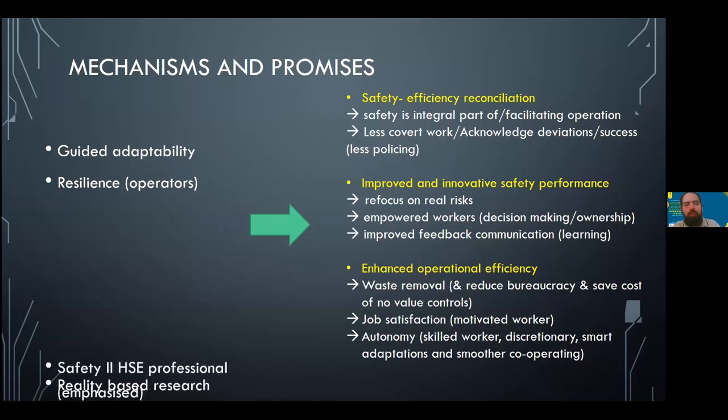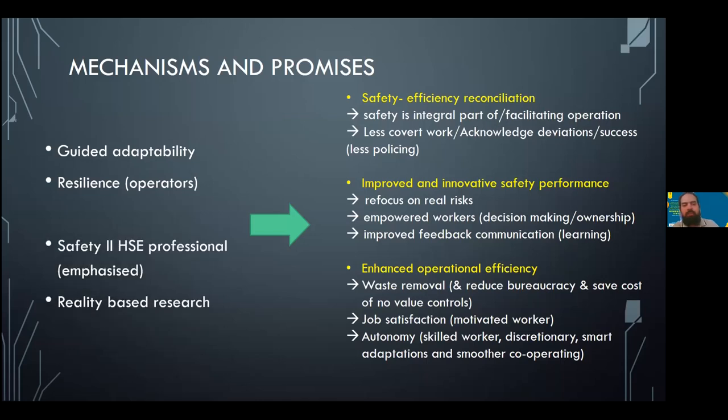How are we going to do that? Safety 2, as I said, is very important in this process. And as I said before, and I will keep saying this to the end of this lecture, we need to go and observe how the workers work without interference. We want to look at what they do and acknowledge what they do. And this is what's called reality-based research. We go and observe what they do, and then from there we understand what kind of adaptations they make and what they need from us as management.